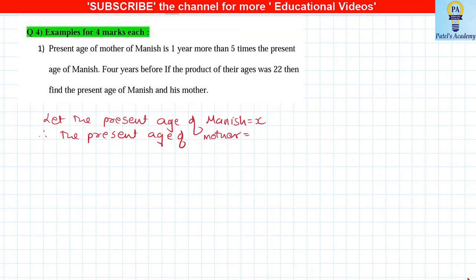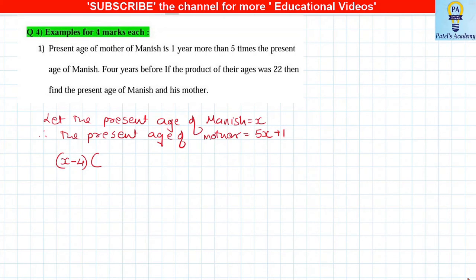Okay, now what they have given, the present age of mother is 1 year more than 5 times. 1 year more than 5 times means 1 year more means plus 1, more than 5 times means 5x. So what we get is 5x plus 1. Okay, now the condition what they have given is 4 years before. So what is the present age of Manish? x. So what will be the age 4 years before? x minus 4. Okay, condition is given 4 years before the product means multiplication.